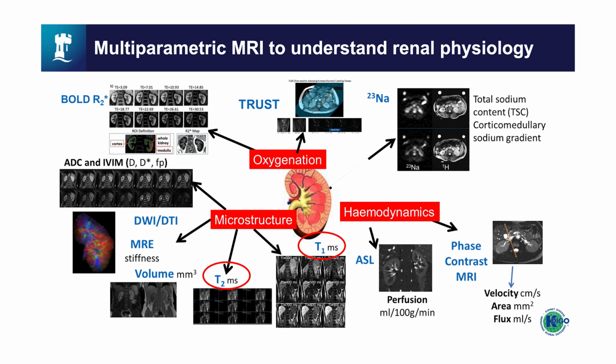T2 may be a bit more specific to acute changes, acute edema. That's certainly what you see in cardiac imaging. We need to know a little bit more about T2 in the kidney. And then the final sort of measure that I want to mention in terms of microstructure is diffusion MRI.